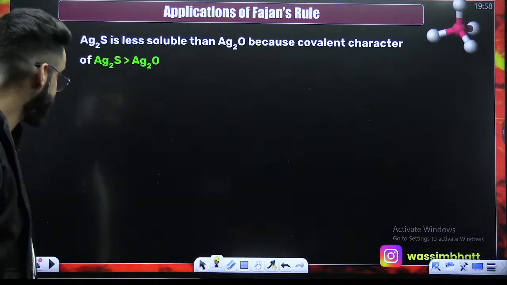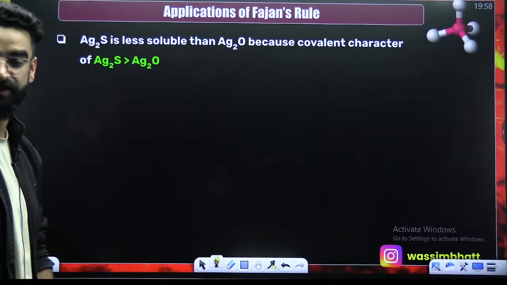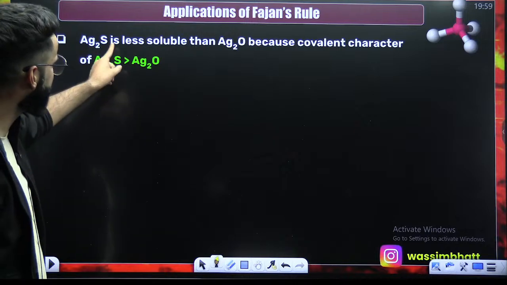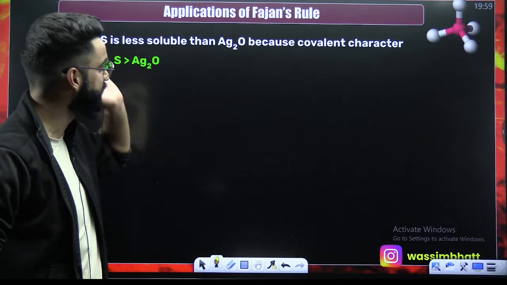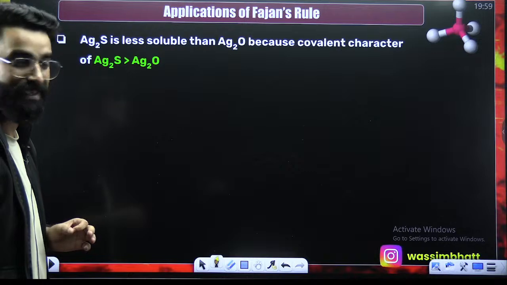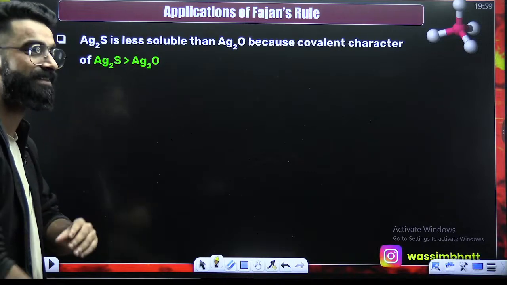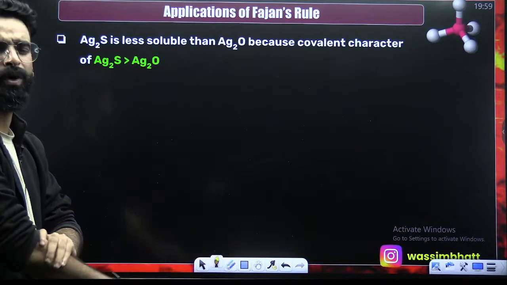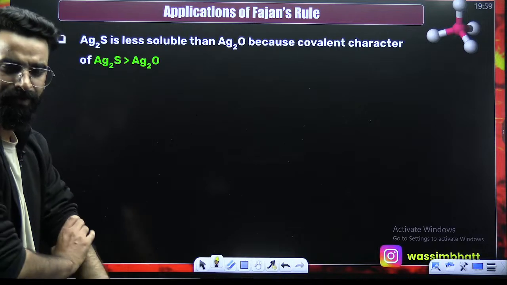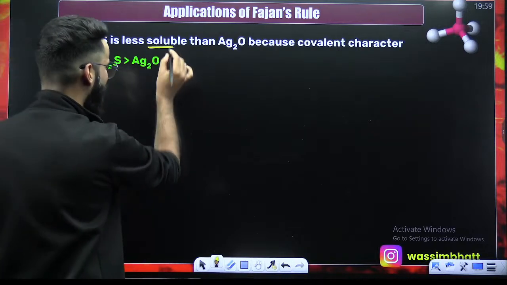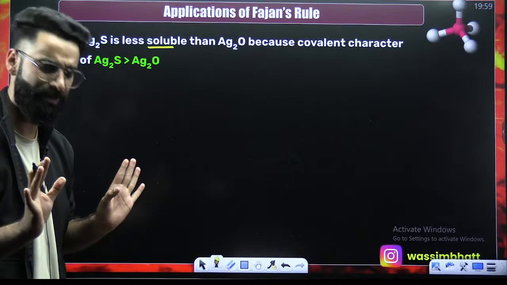Look at this particular concept. This is the application of Fajan's rule. My dear students, Ag2S is less soluble than Ag2O, because the covalent character of Ag2S is greater than that of Ag2O. What does it mean? We are talking about solubility. One simple thing I'm going to tell you.